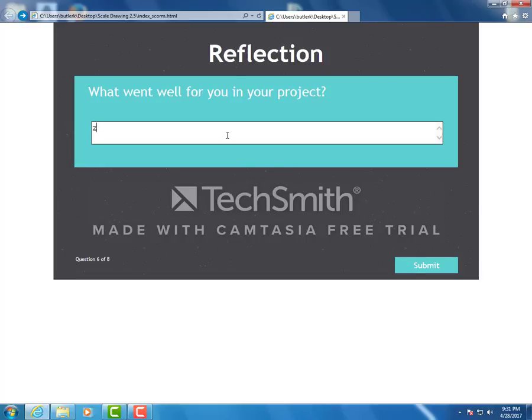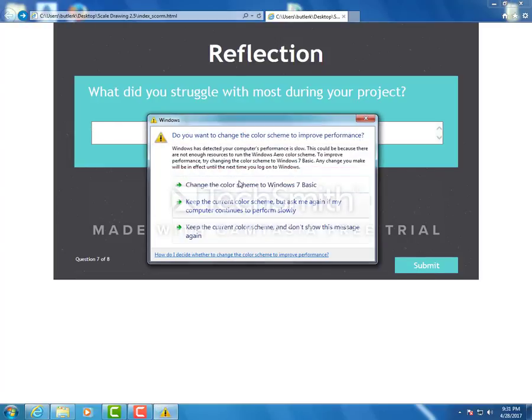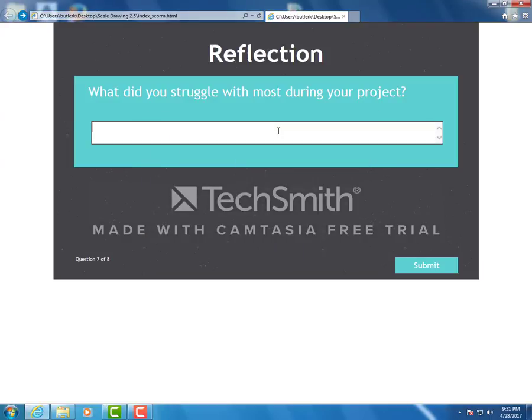What went well for them in the project. What they struggled with in the project. And then ask them how this tutorial could be improved to help students in the future.